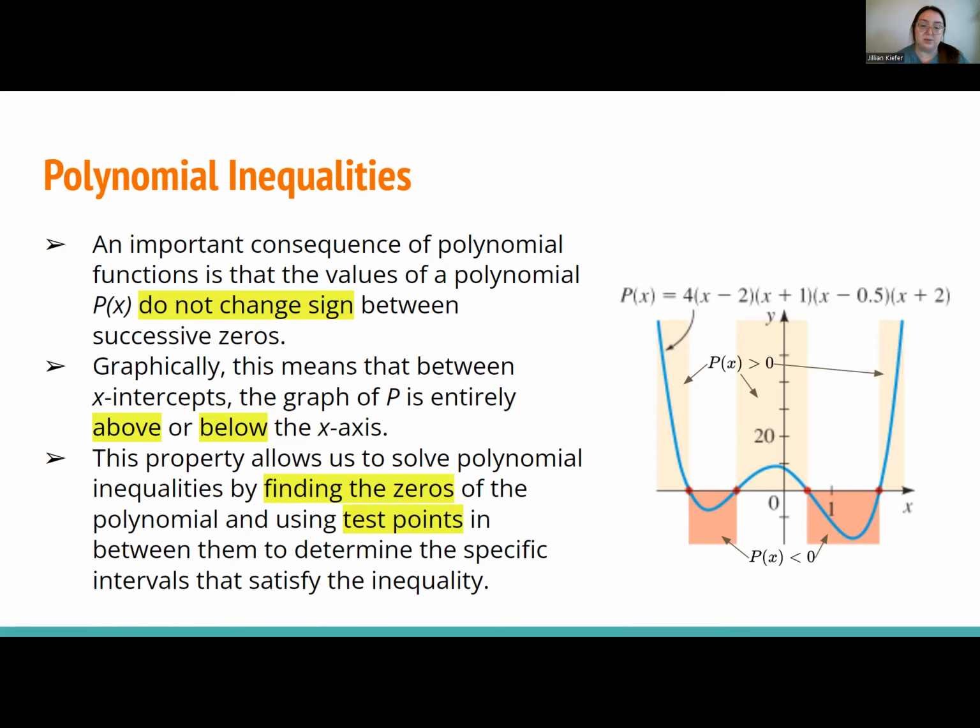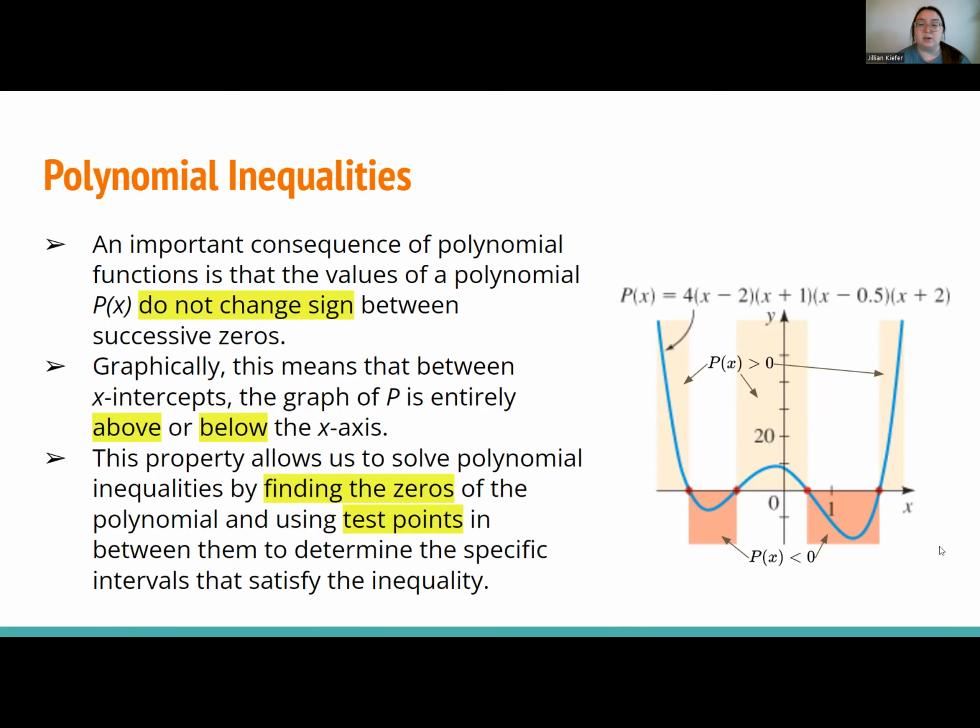So this property is going to allow us to solve polynomial inequalities by finding the zeros of your polynomial and then using test points in between those zeros to determine the specific intervals that satisfy your inequality. So you'll solve polynomial inequalities by finding the zeros, doing some of the things that we're going to see in an example, and using test points to test each interval and then deciding which interval satisfies the inequality in the end.